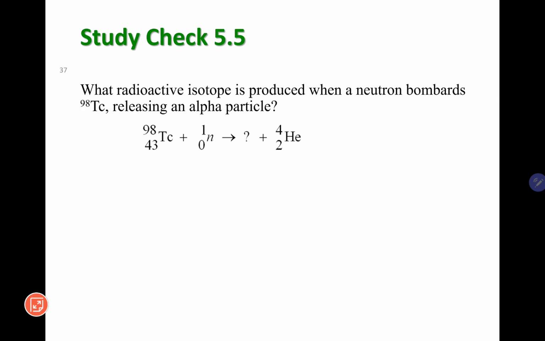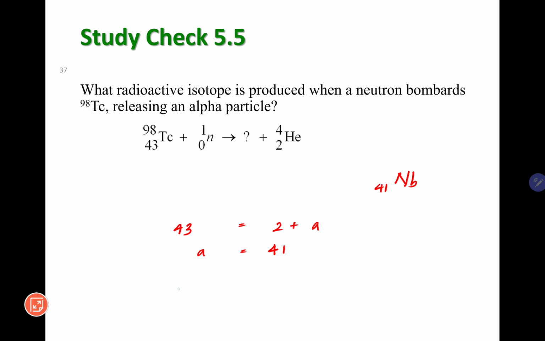All right, so let's do this. On the atomic number side, the reactants have a sum of 43. And on the product side, you only have 2. So the unknown, let's call it A, should be what? 41. So what we have is Nb. Our new species is Nb, niobium, 41. And then you do the mass number calculations.